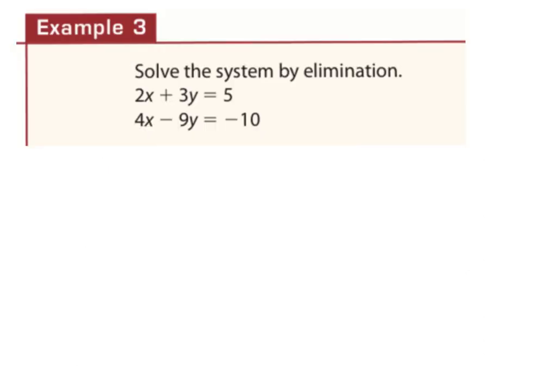All right, solve the system by elimination. So the first thing we do is check it. 2 plus 4, that's 6. 3 and negative 9, that's negative 6. We have a problem. Nothing cancels, not even if we negate it, okay?